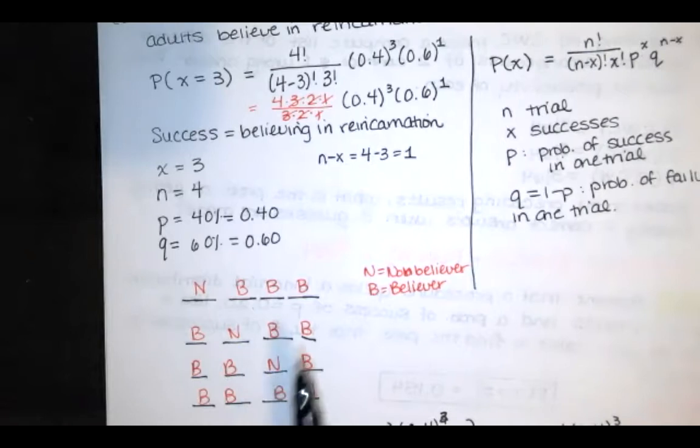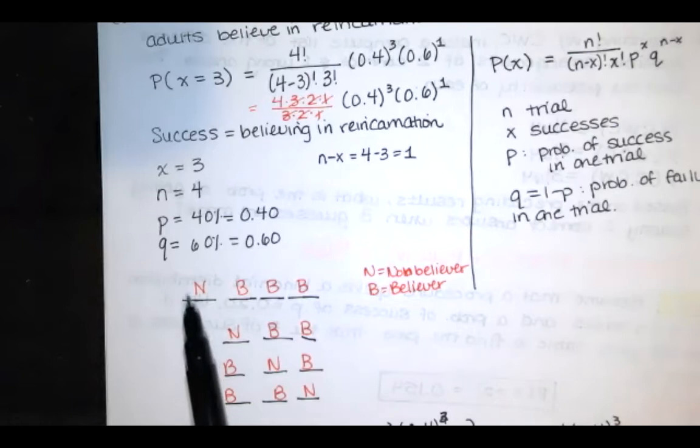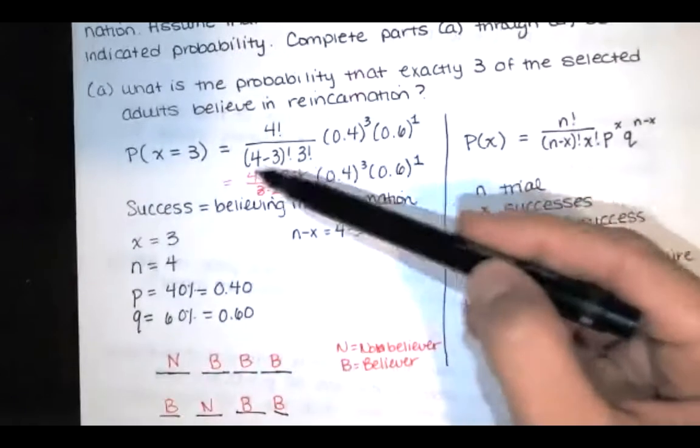Another way you could think of it is this way. The number of ways that you can arrange those 3 believers in 4 positions is the same as the number of ways that you can arrange 1 non-believer in those 4 positions, with all the rest of them believers. So there's only 4 ways that you can arrange them for this to happen. And that's what this counts right here.